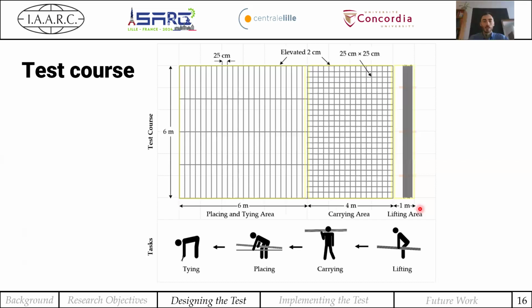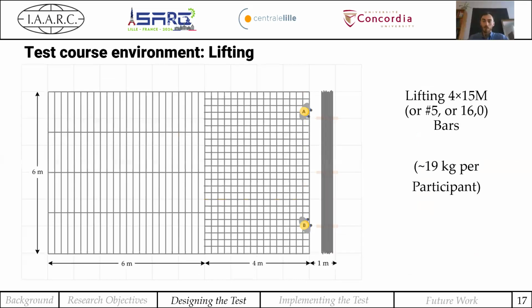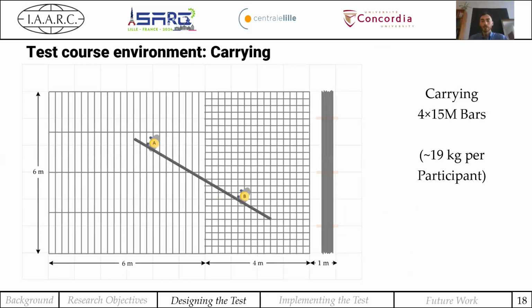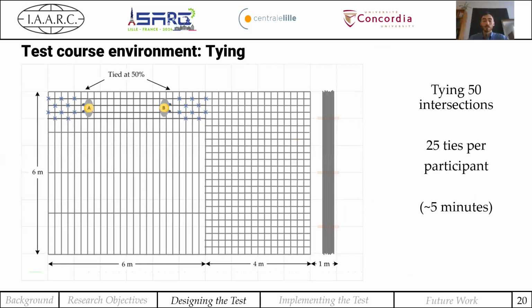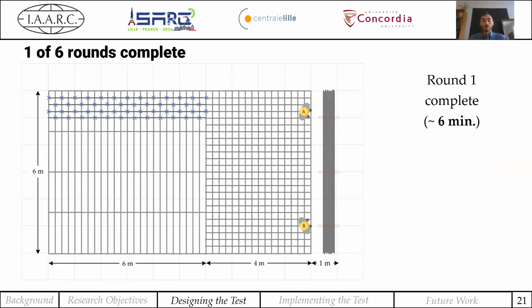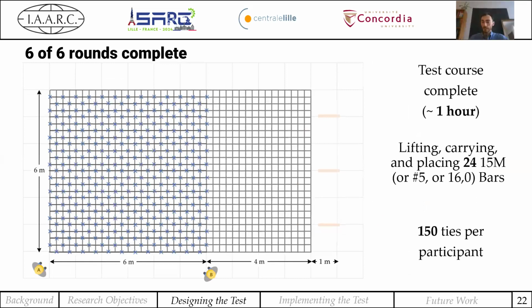So there's a lifting, carrying, placing, and tying area. In groups of 2, participants lift 4 rebars, they carry them over an existing matrix, and they place the bars. Then they tie every other intersection, and this completes 1 round of the test course. 6 rounds completes the entire test course and takes about 1 hour, and participants tie 150 intersections in total.